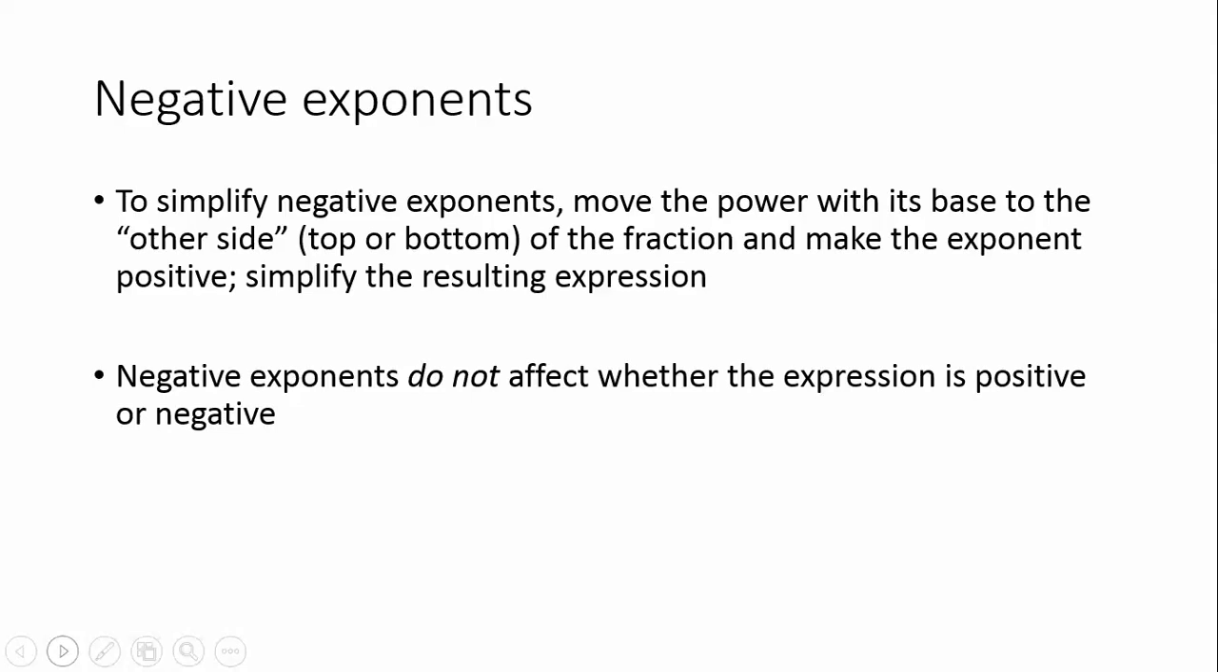Let's talk about this real quick. So basically with negative exponents, if we want to simplify negative exponents, you're going to move the power with its base to the other side of the fraction. If it's in the top, we move it to the bottom. If it's in the denominator, we move it back to the numerator, and we're going to make the exponent positive and then simplify the resulting expression. We also need to note that negative exponents do not affect whether the expression is positive or negative. And again, remember, when you're taking notes, you should be writing statements like this down.